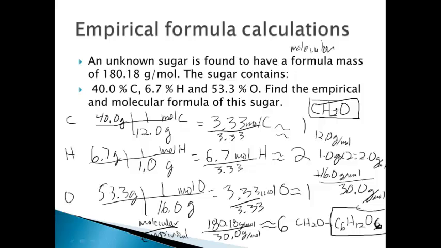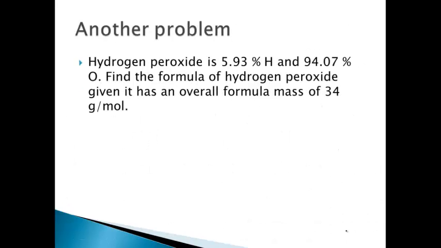So empirical is here. Once again, to find your molecular formula, you take the molar mass of your molecular formula and divide it by the molar mass of your empirical formula, and it should give you a whole number. Take that number and multiply it times the empirical formula, and you'll get your molecular formula. Let's try another one.